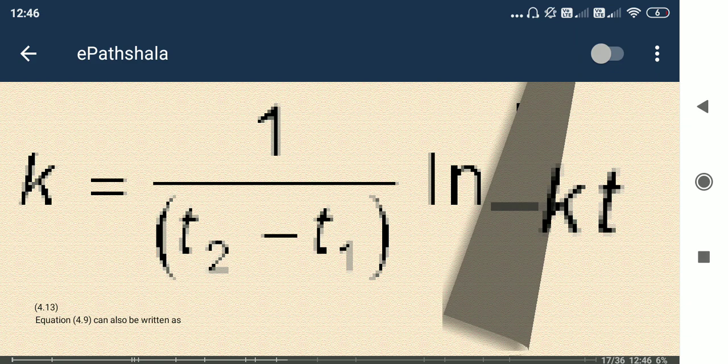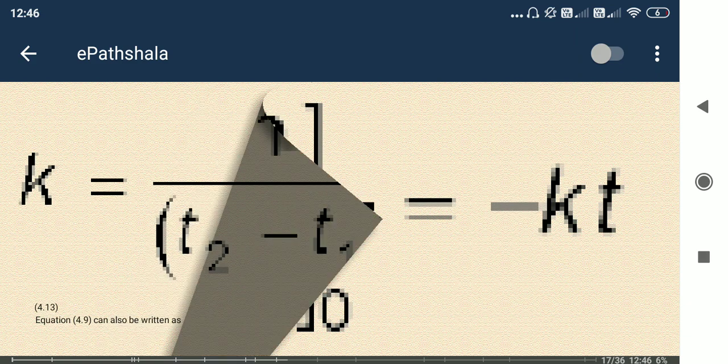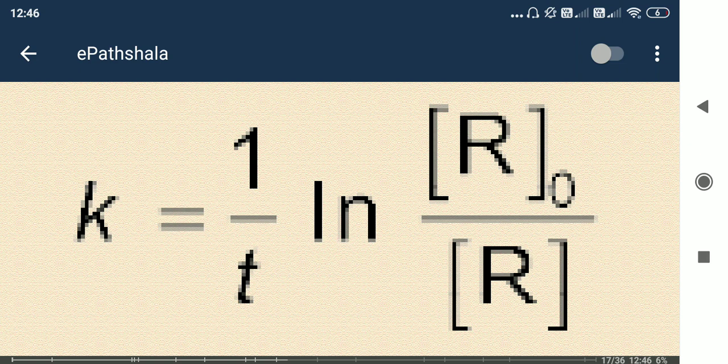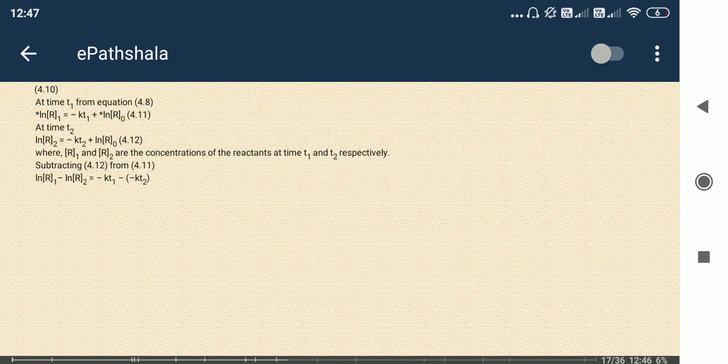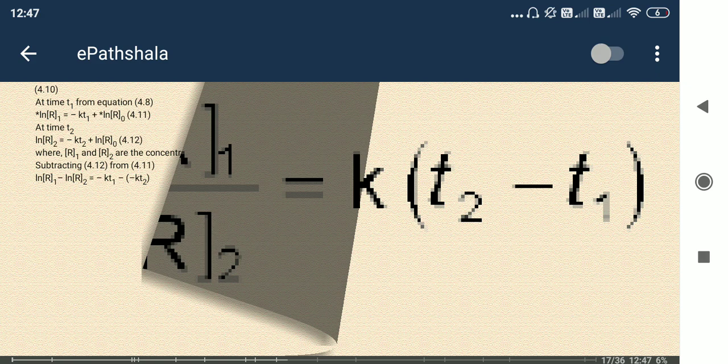So see this one, k is equals to 1 by t ln r naught by r, where r naught is the reactant concentration at the initial time, and r is the final concentration. So now we can say k is equals to 2.303 by t log r naught by r. We need to remember this formula, very important, many questions are asked.